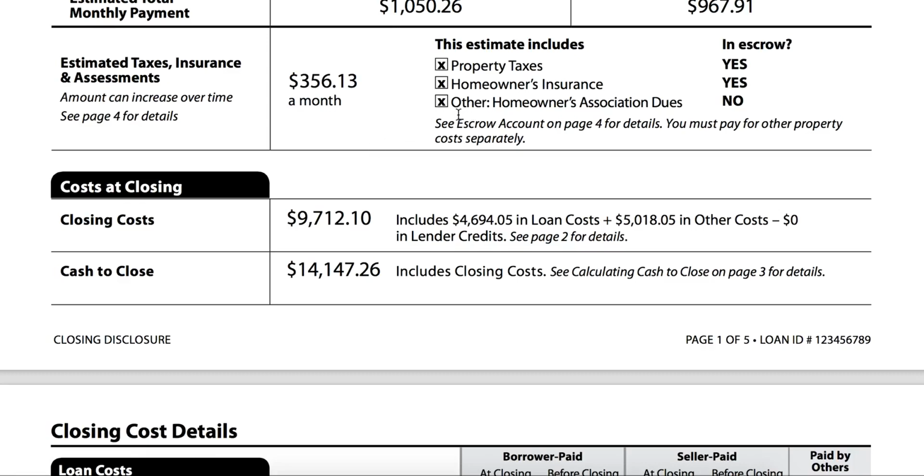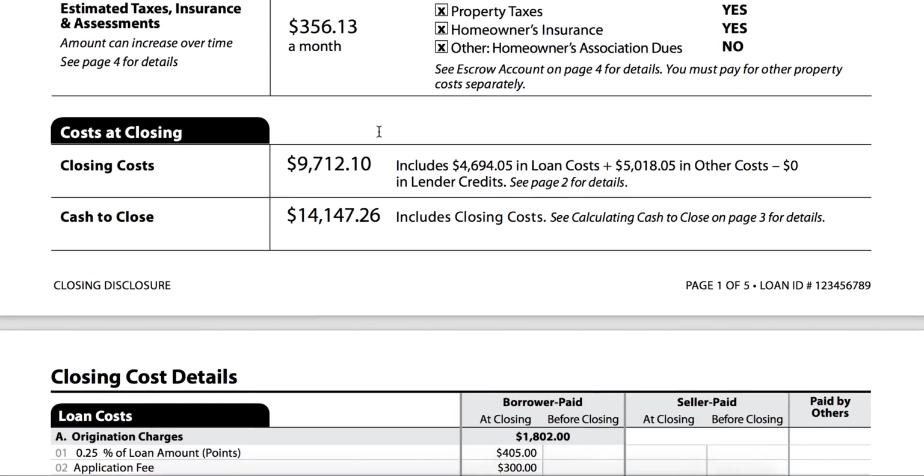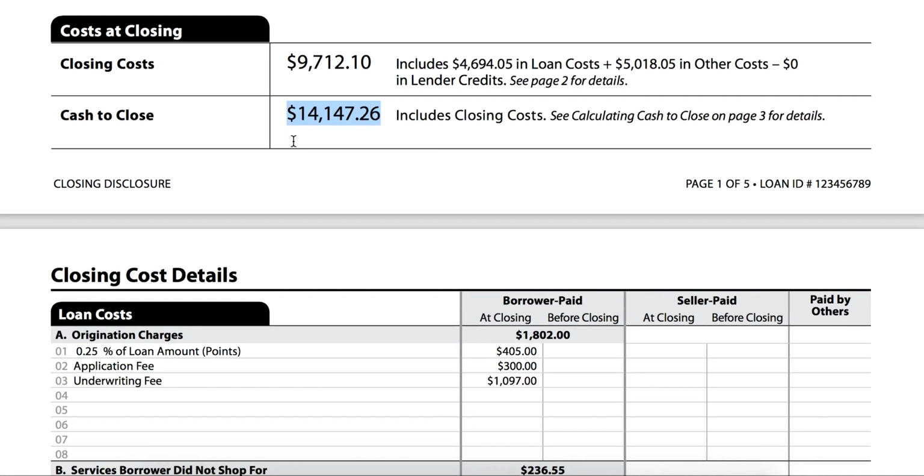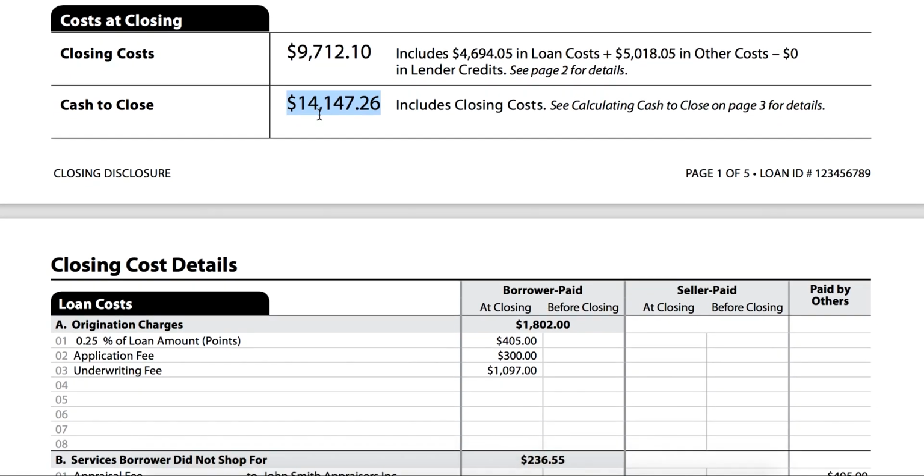There's no homeowner dues in this case, at least not in the escrow. Usually homeowners' dues are not escrowed, they're paid separately. Total closing costs, total cash to close. So this is the figure here that you need to focus on, that you would need to wire or have a cashier's check ready for, payable to the settlement agent for the remaining funds due at closing.